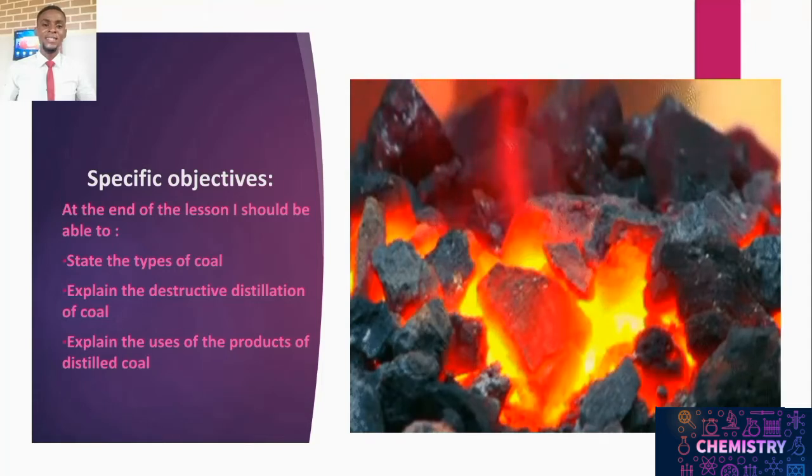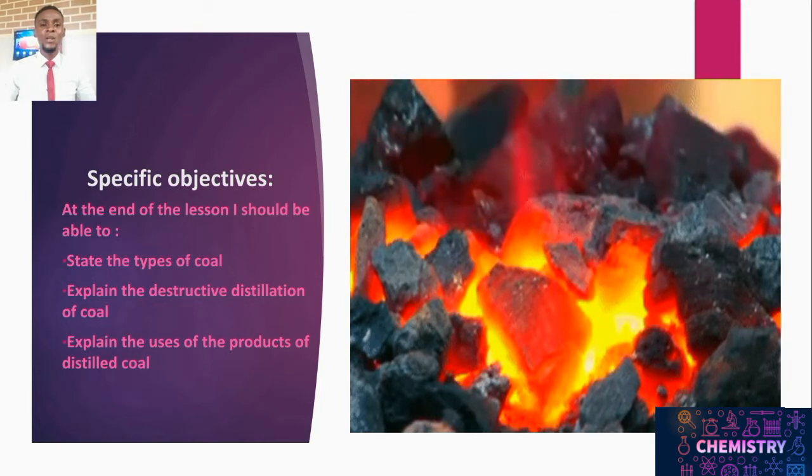The objectives for this lesson: your first objective is to be able to state the types of coal. Just being able to state them is sufficient. Next, which is the peak of our lesson, is to explain the destructive distillation of coal. And lastly, you should be able to explain the uses of the products of distilled coal.